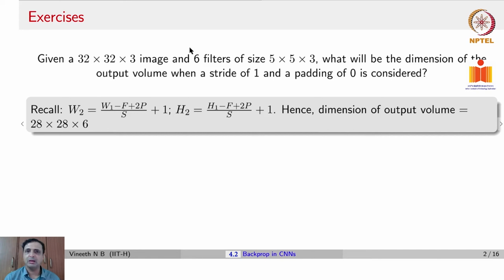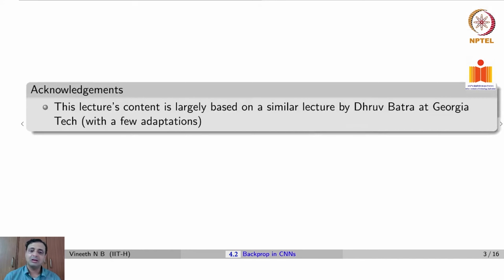We did leave behind another question, which was: is the max pooling layer differentiable, and how do you backpropagate across it? This is something that we will visit at the end of this lecture. Let's now start and try to do backpropagation across a convolutional layer first. A large part of this lecture's content is adapted from Dhruv Batra's excellent lectures at Georgia Tech.